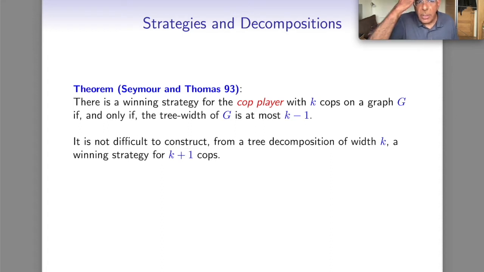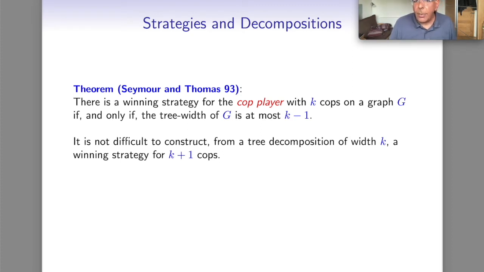Just a little bit about this theorem of Seymour and Thomas, which characterizes TreeWidth in terms of cops and robbers. One direction of it is easy. If I give you a tree decomposition of width k, it's not hard to find a winning strategy for k plus 1 cops. What you do is you place your k plus 1 cops. So the tree decomposition has width k means that every bag of the decomposition has at most k plus 1 vertices in it. And these bags form a tree. You place your cops on one bag of the decomposition, somewhere central in the tree.